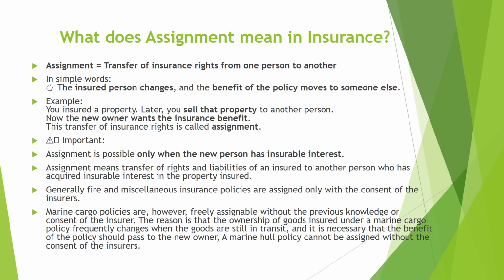In simple words, let's see an example. You insured a property. Later you sell that property to another person. Now the new owner wants the insurance benefit. This transfer of insurance rights is called assignment. I hope you got the point. One important thing: assignment is possible only when the new person has insurable interest.